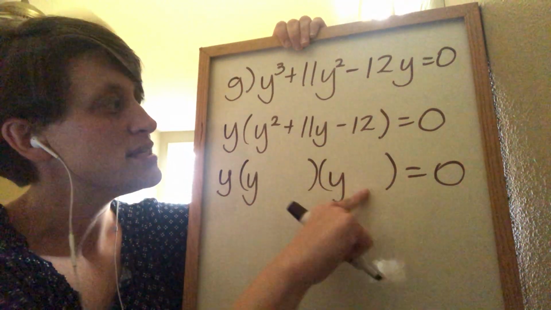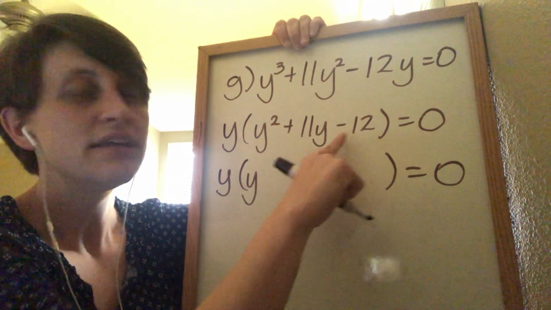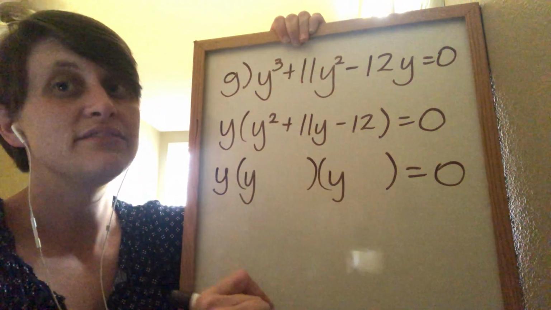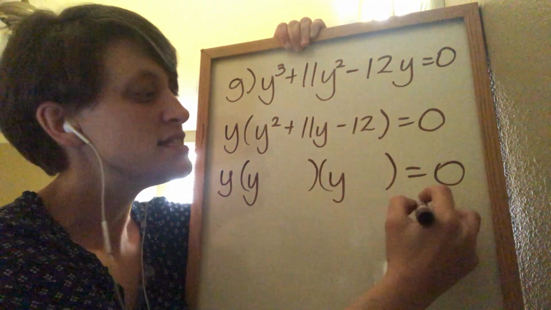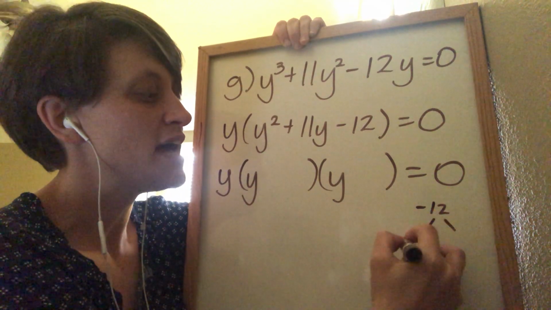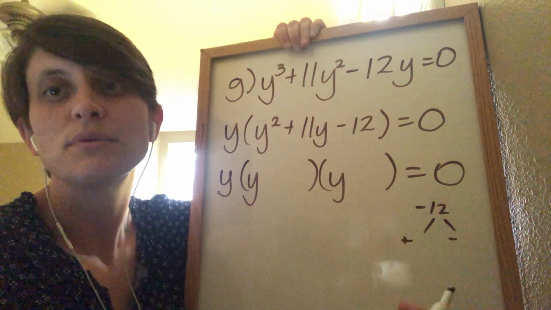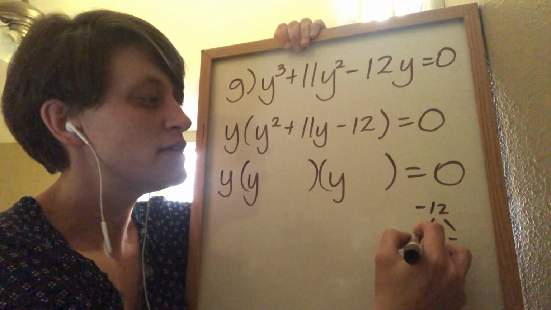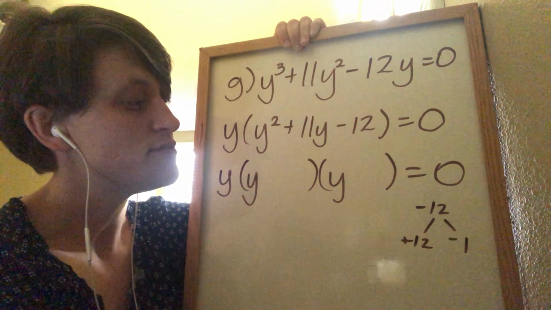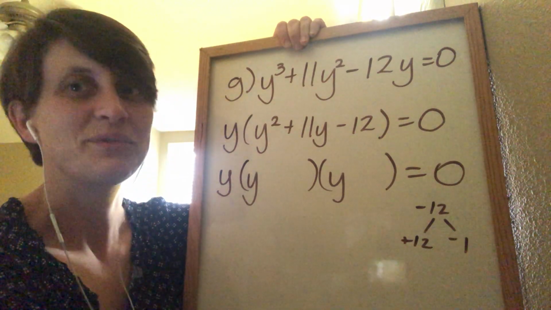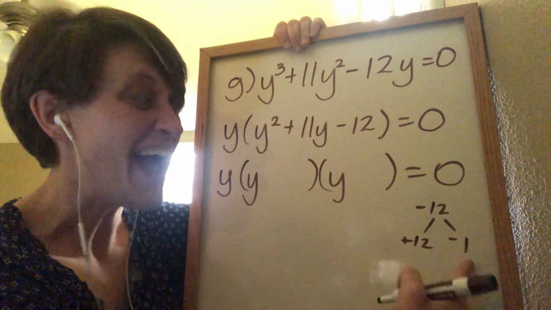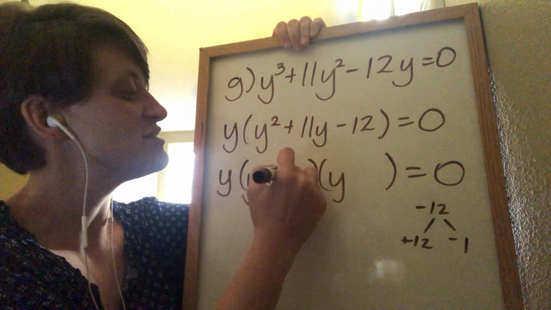Now these two numbers have to have a product of negative 12 and a sum of positive 11. So because the product is negative 12, we know that these have to have different signs. And because the sum is positive, the bigger number is going to be the positive number. So let's start out here. Positive 12 and negative 1. It works. Okay, so these do add to positive 11. So these are our two numbers.